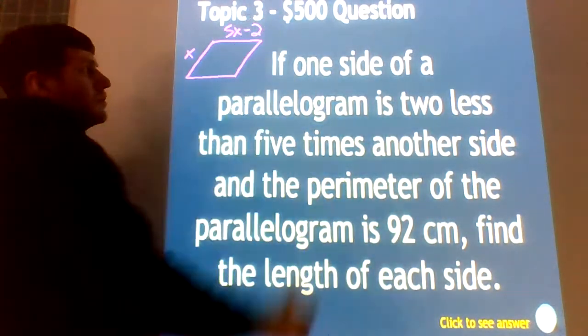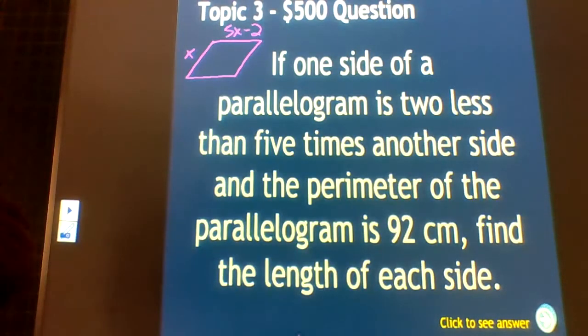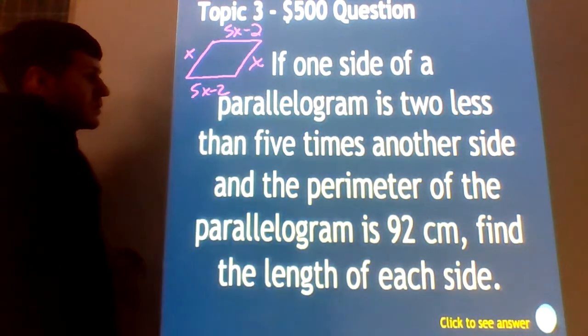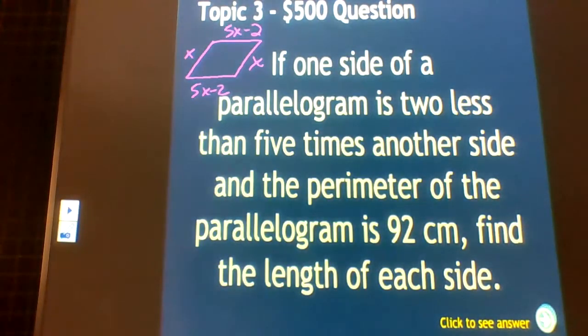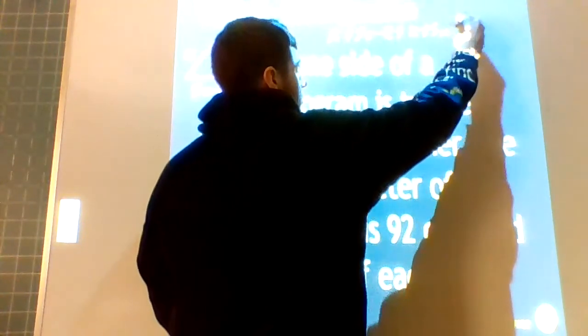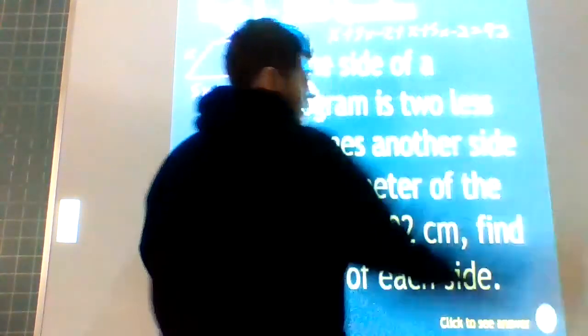And it is 2 less than 5 times that, so 2 less would be minus 2. If we make the other side x, it's 5x minus 2. In the parallelogram, opposite sides are congruent, so this is also 5x minus 2, and this is also x. Perimeter means the length around the outside of whatever figure you're talking about. So here we have a quadrilateral, so we have 4 sides, and we want to add the length of those 4 sides together. So that's x plus 5x minus 2 plus x plus 5x minus 2 equals 92 centimeters.